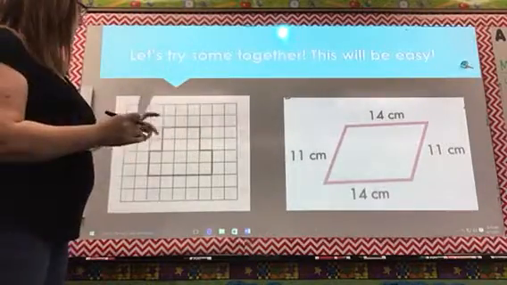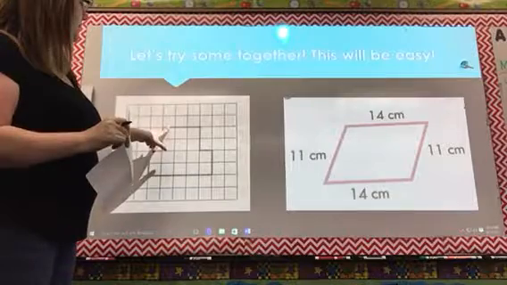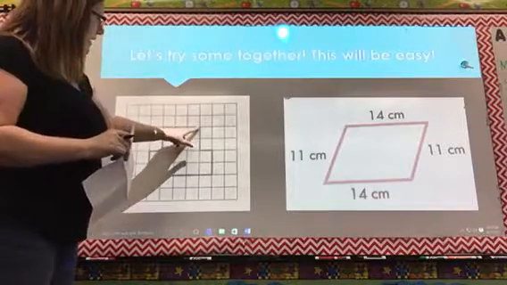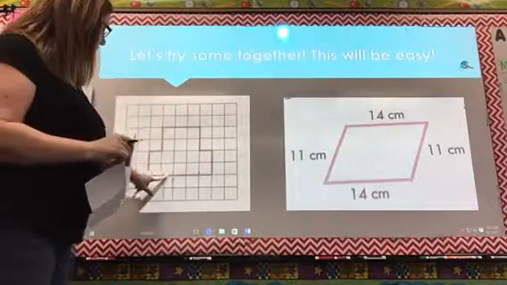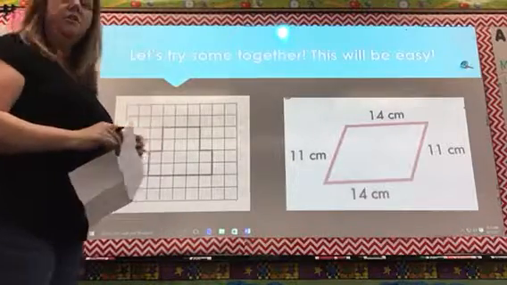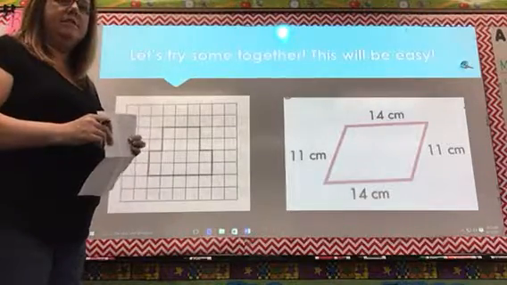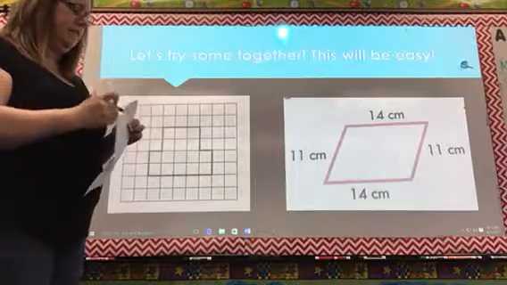And let's try finding the perimeter of this one. So go ahead and count these outside edges. Okay? You don't need to draw the shape. Push pause, go ahead and count them, and then write down your answer.